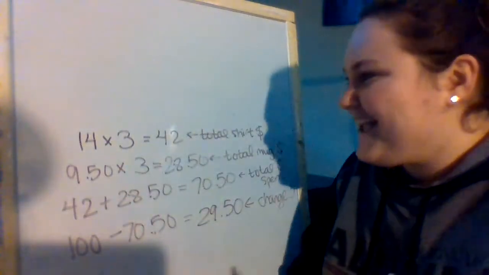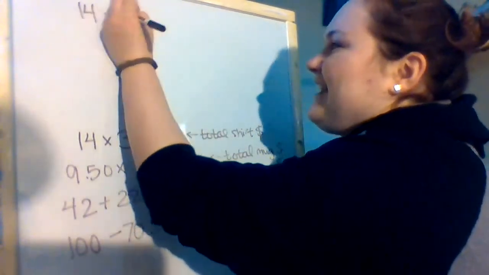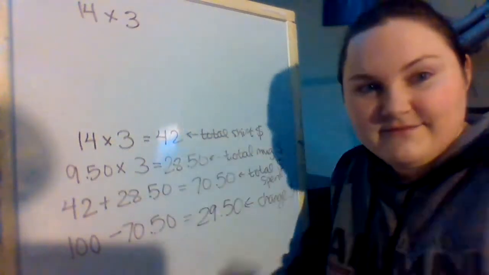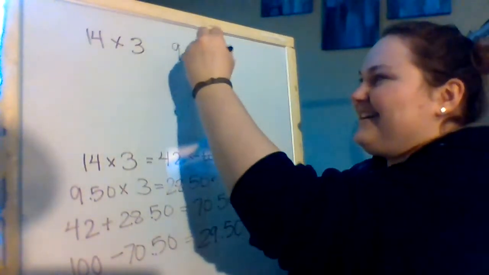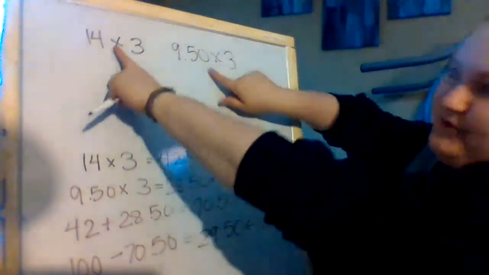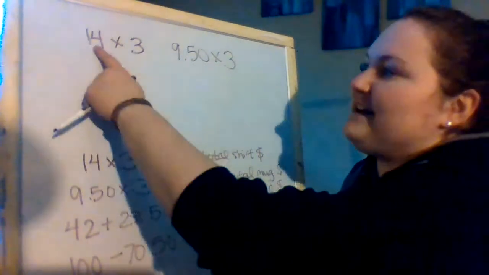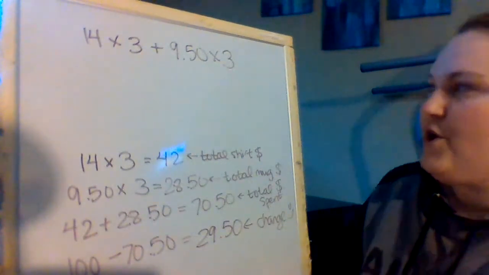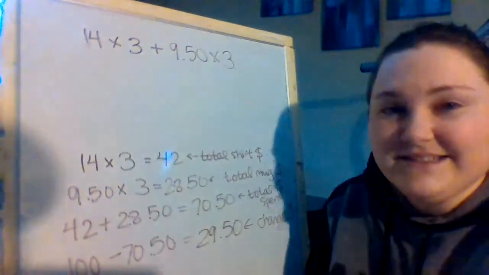Okay. So my first thing we did was we had to do 14 times 3. And another thing we had to do was the 950 times 3. Now, after we got those two amounts, what we ended up doing is adding them together. So I'm going to go ahead and say 14 times 3 plus 950 times 3. Right here, this equation represents something. Do you know what this represents?